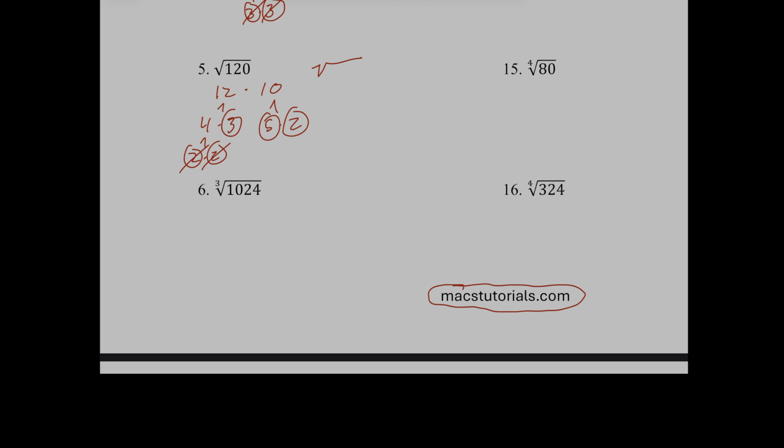All right, so I'm looking for pairs. Boom, boom. There's a pair. I pull it out. But now look at everything else. Does 3 have a pair? No. 5? No. 2? No. Well, we multiply them together. What's 5 times 2? 10. What's 10 times 3? 30. Boom, and we're done. Okay?